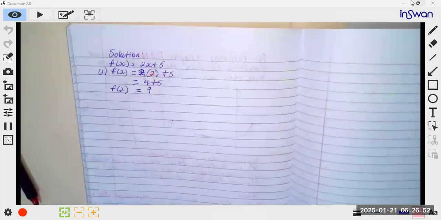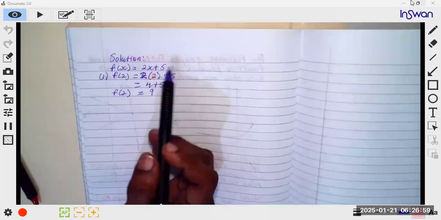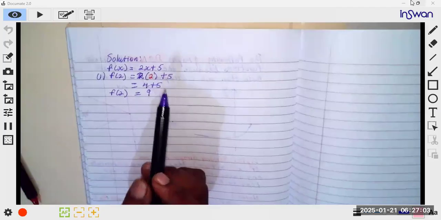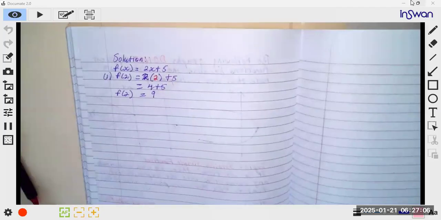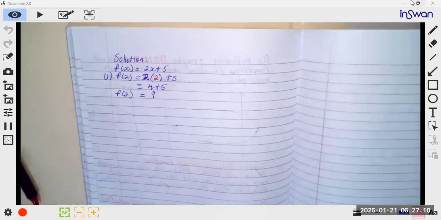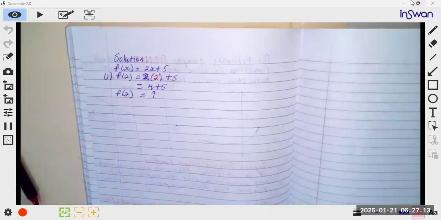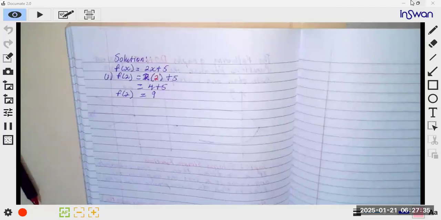In this situation, what I am doing is replacing the x value in the function 2x plus 5 with the number 2. Do you all understand that? Yes or no? Okay with that? All right, so can I go on to the other part?